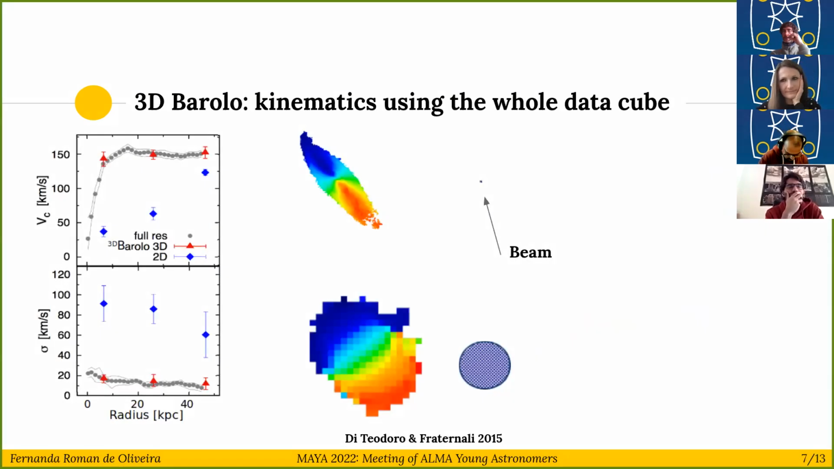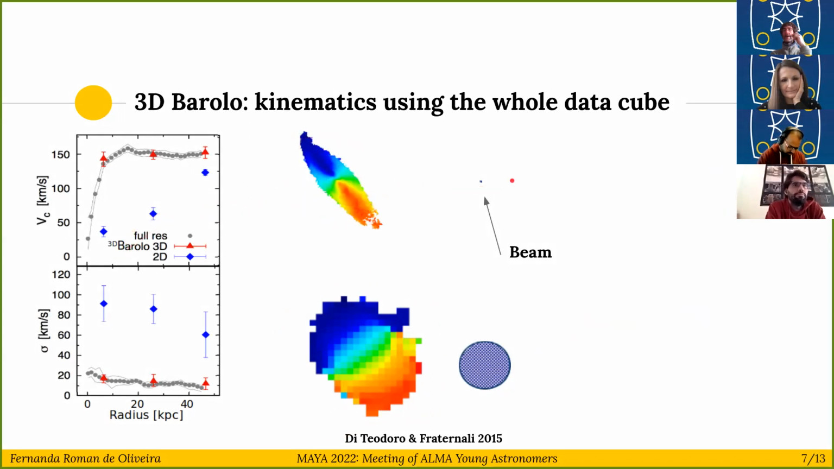And the other thing is how we analyze this data. So we want to measure the kinematics, and we ideally want to do this with the whole information that we have. So we use 3D Barolo because it's a three-dimensional kinematic tool that measures the rotation and the dispersion over the whole data cube of all channel maps, not only on the velocity field. This is important because you get more accurate information, but also because it's very good to overcome the beam smearing effect.